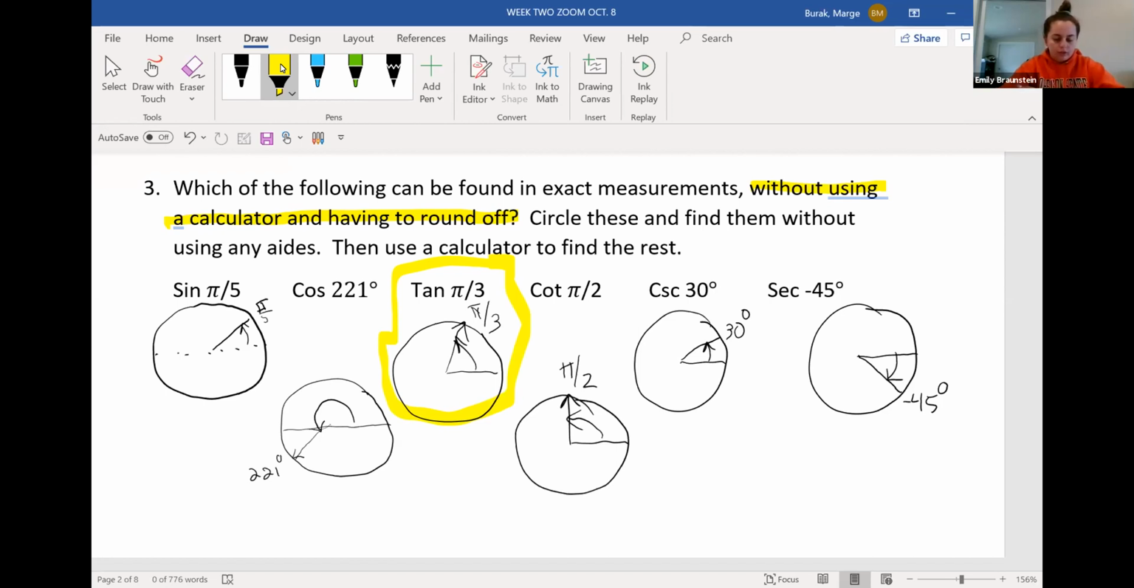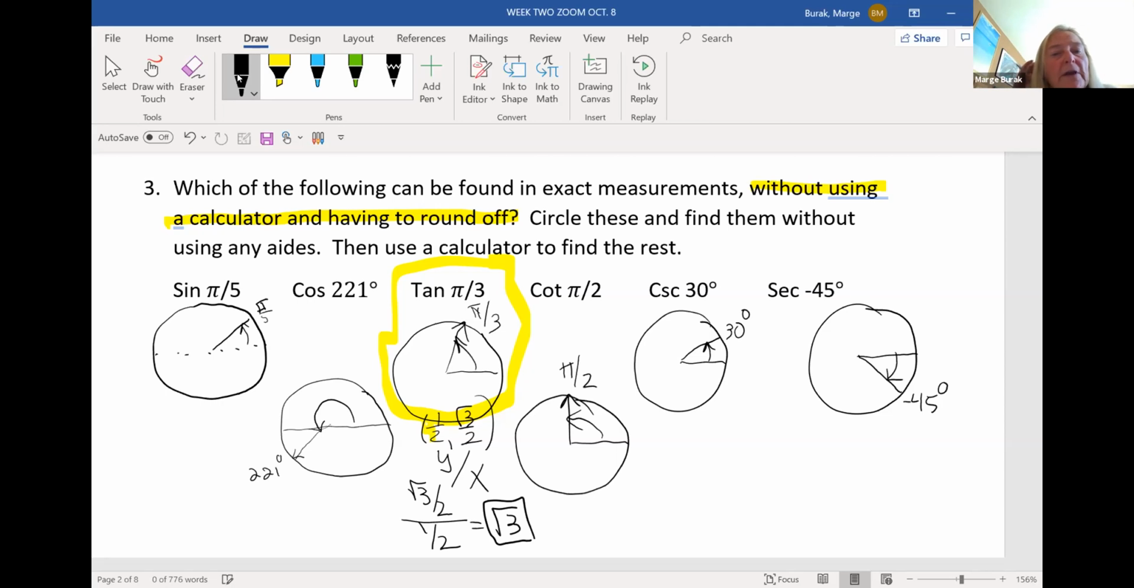So I looked on the unit circle and I used the point for pi over 3, which is 1/2, root 3 over 2. And since tangent is y over x, or sine over cosine, I plugged those in and I simplified from there. Okay.